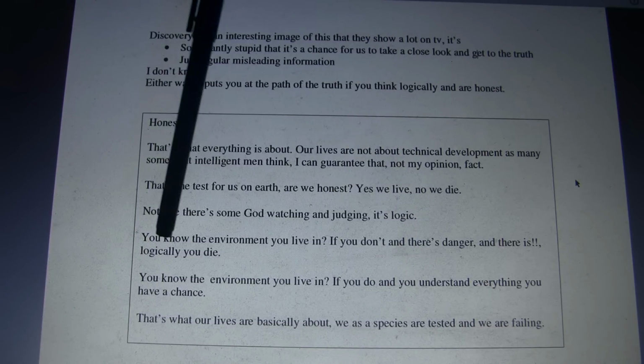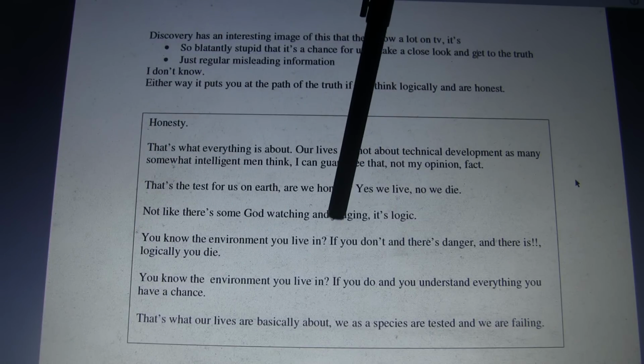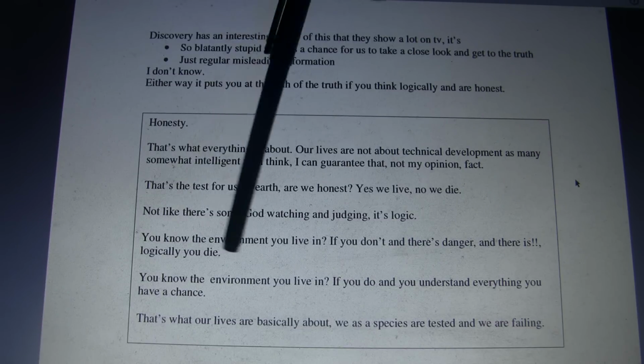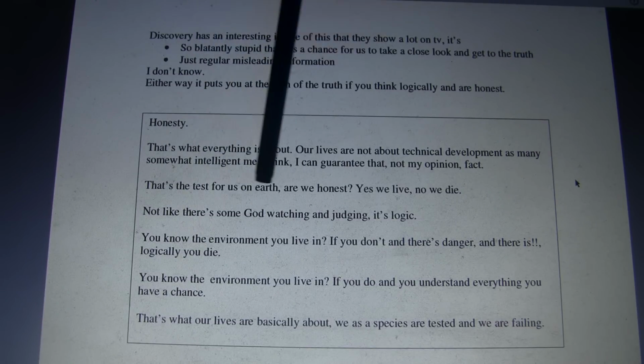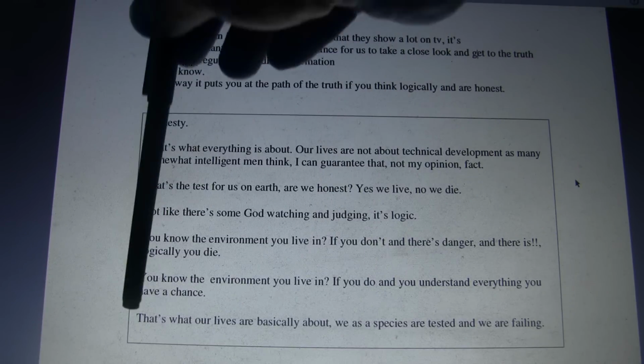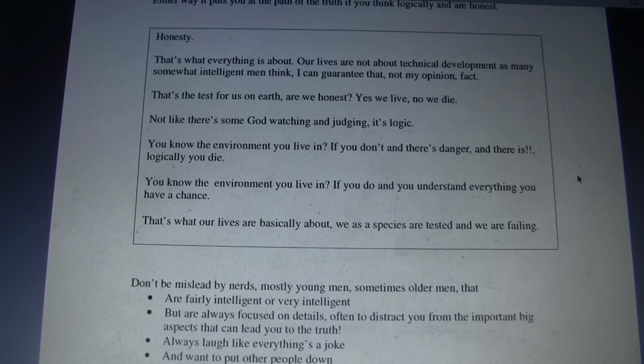It's logic. You know the environment you live in. You don't, and there's danger. And there's a lot of danger on Earth. Logically, you die. You know the environment you live in. If you do, and you understand everything, you have a chance. That's what this is all about. That's what our lives are basically about. We, as a species, are tested for honesty, and we're failing. That's what it's all about.